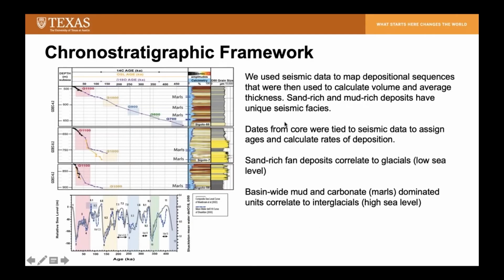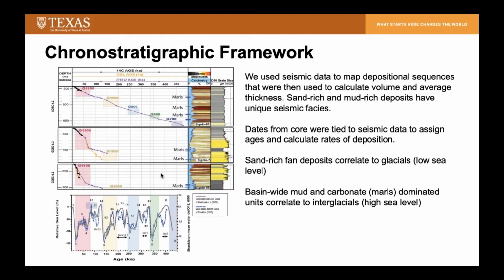So in the Golo system, we were able to construct a chronostratigraphic framework by mapping individual depositional elements using high resolution 2D seismic data. And then we were able to provide dates from the cores, which were tied to the seismic. We used a number of different dating techniques, as I alluded to: carbon-14, optically stimulated luminescence, and oxygen isotopes, to create a stratigraphy going back about 450,000 years.